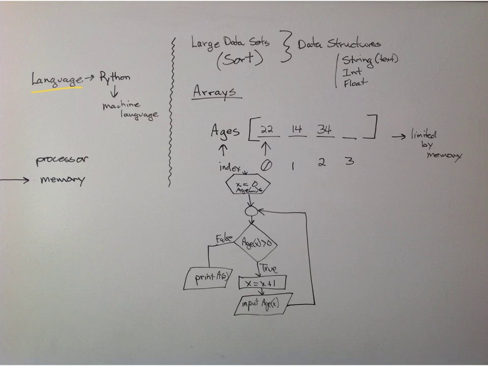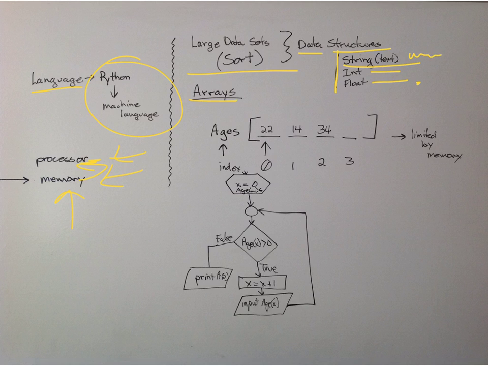Again, talked about some key things. Again, about the processor, memory, code in memory, instructions go to the processor. A couple things people weren't quite clear on. Talked about large data sets, some more with data structures. If you remember the key things in data structures, we have strings, integers, and floats. Floats have a decimal point, integers don't, and strings are just text.